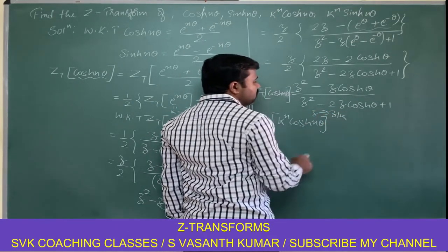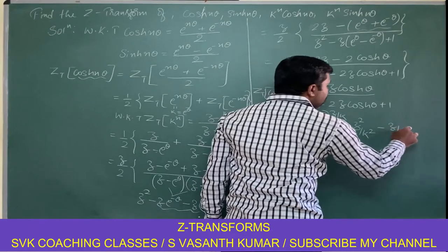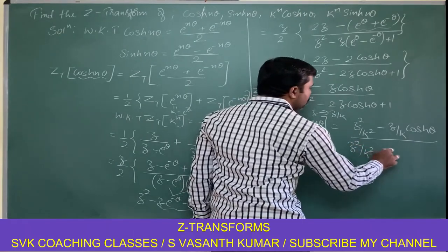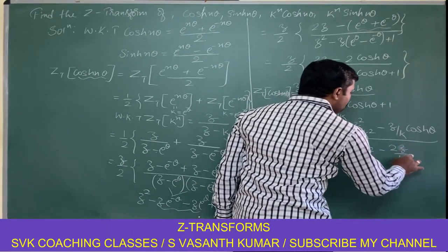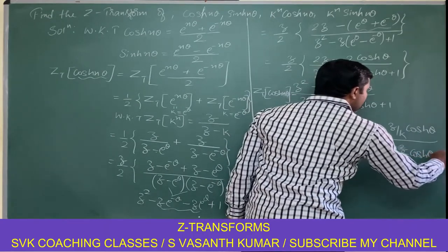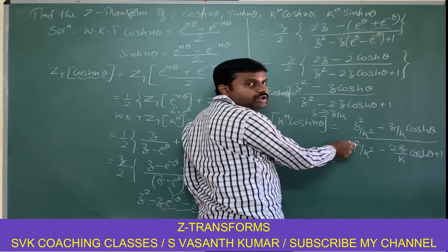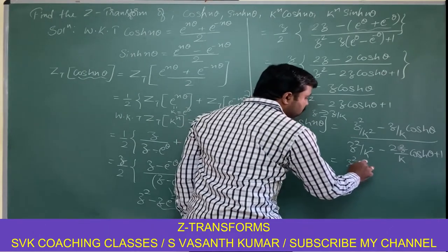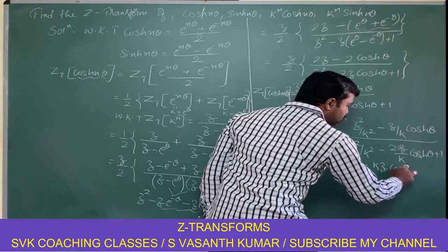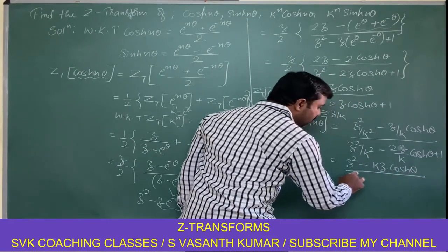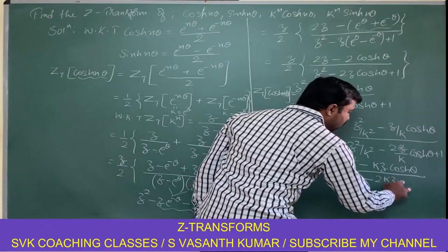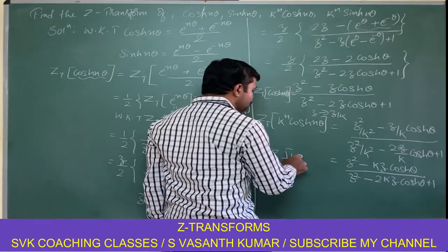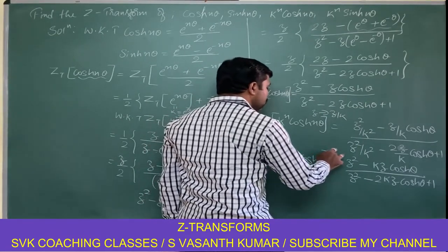You are going to get z square by k square minus z by k cos h theta whole divided by z square by k square minus 2z by k cos h theta plus 1. As we get the LCM of both numerator and denominator as k square, multiply both numerator and denominator by k square. You are going to get z square minus kz cos h theta whole divided by z square minus 2kz cos h theta plus k square, which is the required Z transform of k power n cos h n theta.